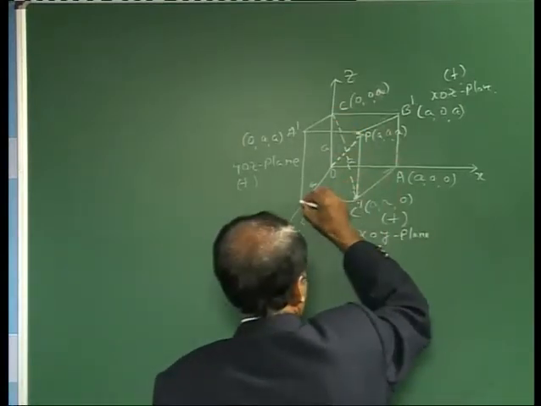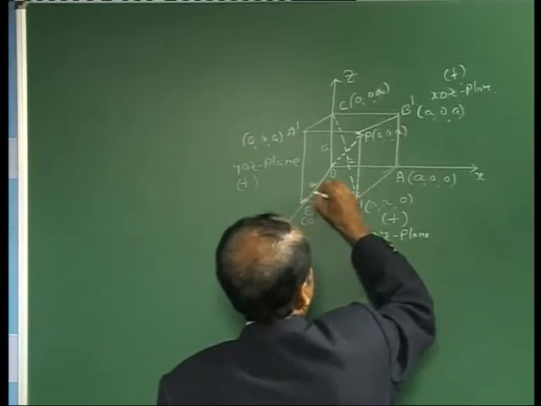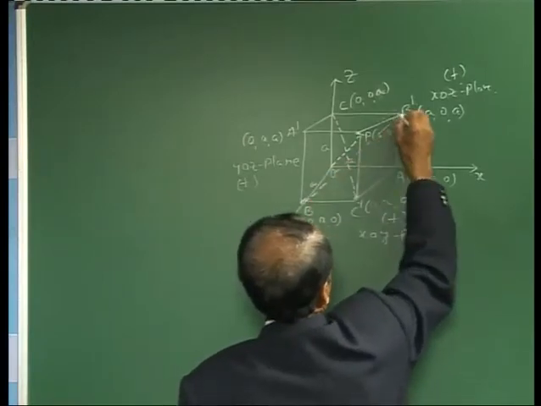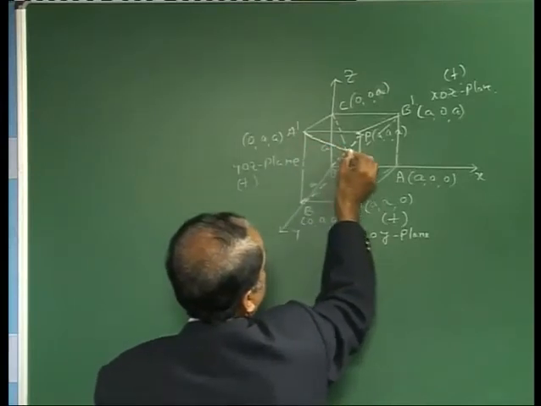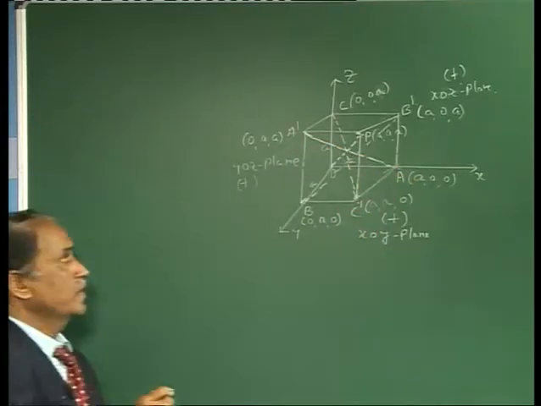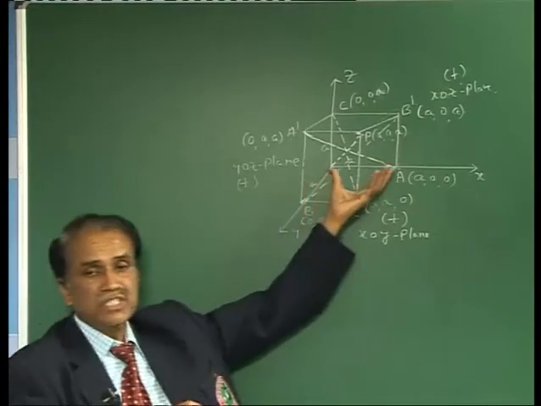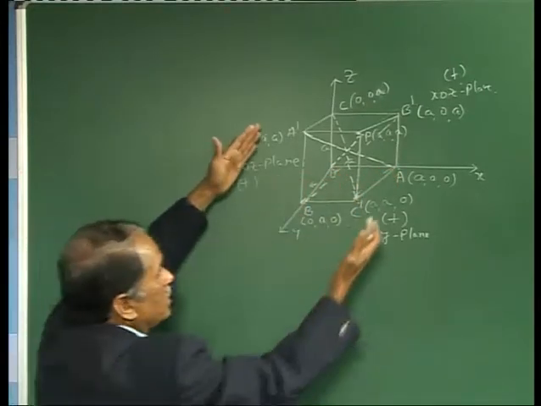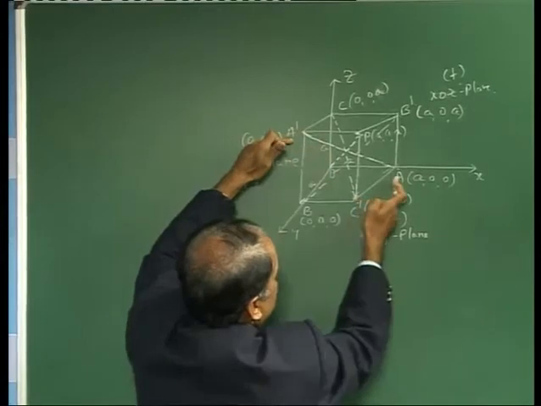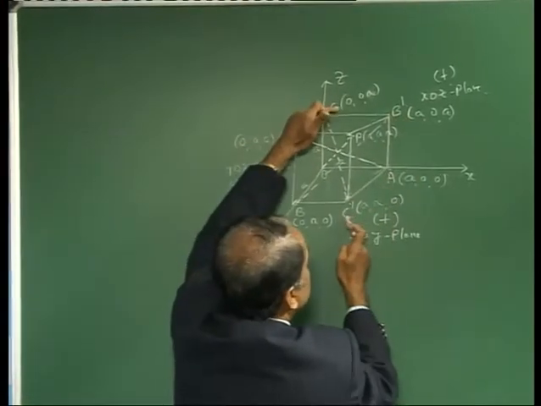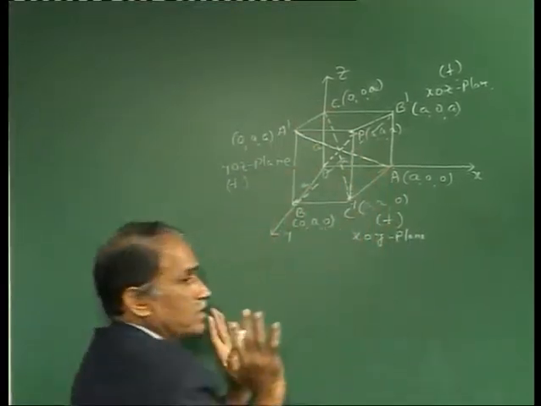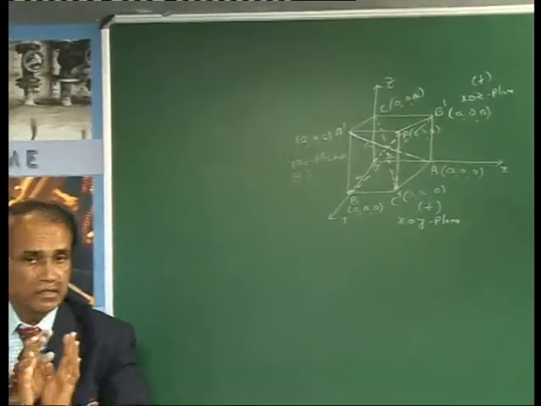Next, B and B dash, then A and A dash. You imagine this is a three dimensional diagram. A dash is one diagonal, B dash another diagonal, C dash one more diagonal, and OP. Totally four diagonals are possible.